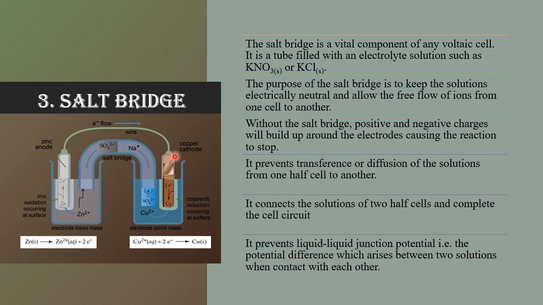So we can also say if the salt bridge is not used, then our voltaic cell cannot perform its function, because now the positive and negative charges can build up entirely around both of the electrodes, and no oxidation reduction reaction will take place. So basically it prevents the transference or diffusion of solution from one cell to the other cell. It connects the two half cells and completes the circuit and prevents the liquid-liquid junction potential, that is the potential difference that arises between the solutions when in contact with each other.